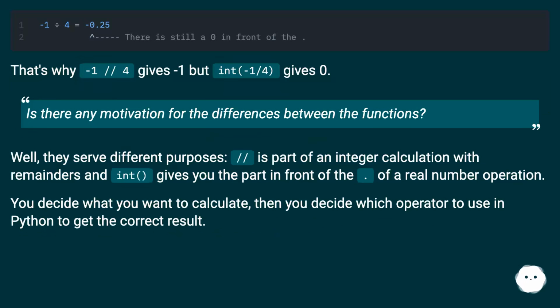That's why -1//4 gives -1, but int(-1/4) gives 0. Is there any motivation for the differences between the functions? Well, they serve different purposes. // is part of an integer calculation with remainders, and int gives you the part in front of the dot of a real number operation.